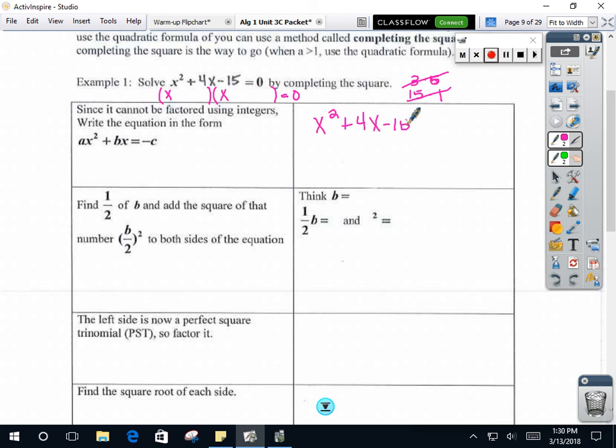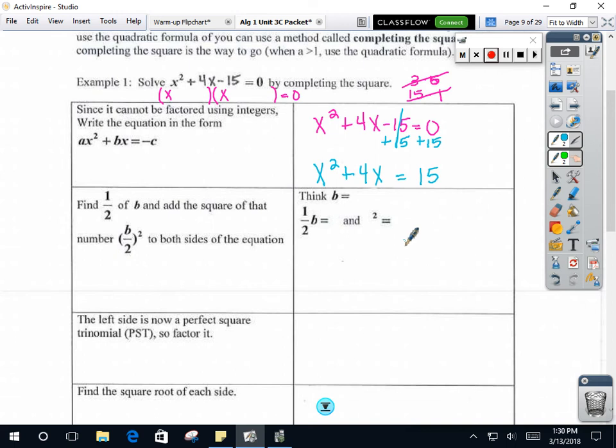The first step in that process is what? Correct. You're going to move the constant, which is this minus 15, to the other side. And how is that done? Correct. You're going to add it, cancel it on this side, and then add it on this side. That now gives us x squared plus 4x equals 15.